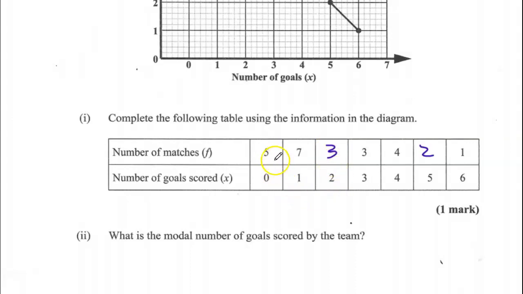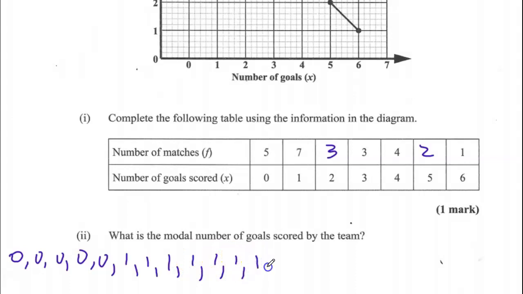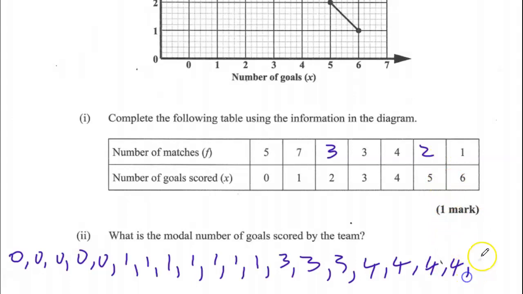The other way to get it is a longer way. In 5 matches, you have a score of 0, so 5 zeros. In 7 matches, you have 1, so 7 ones. In 3 matches, you have 3, so 3, 3, 3. In 4 matches, you had 4. In 2 matches, you had 5, 5. And in 1 match, you had 6 goals. So it's 25 numbers, and the median number would be the 13th number.